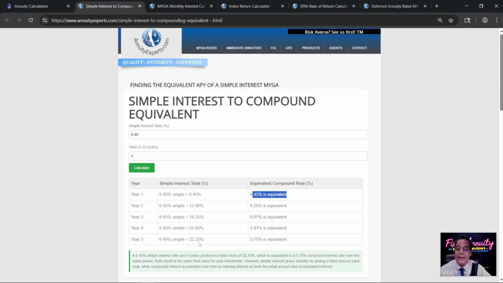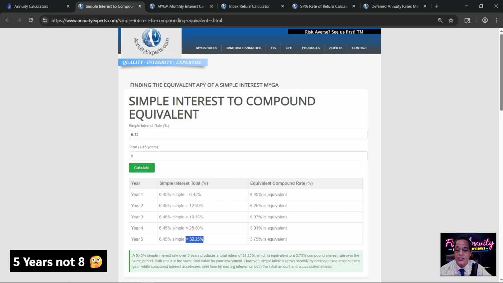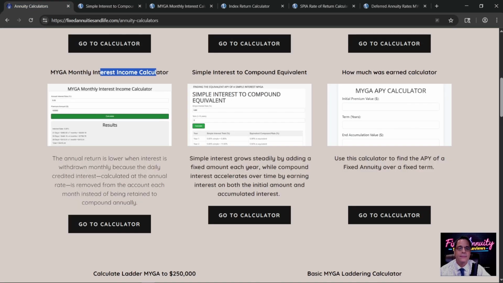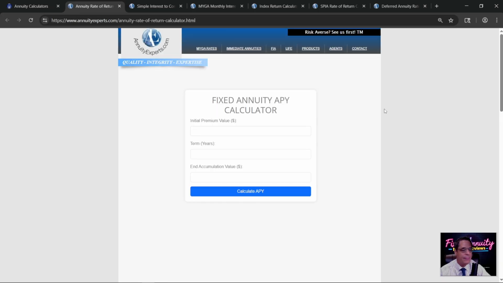But when you go out 8 years, 645 simple is just a 32.25% return, which equals a 5.75 equivalent yield. So you need 5.75 compound to equal 6.45 simple. That's simple, right? Okay, let's look at the MYGA APY calculator.